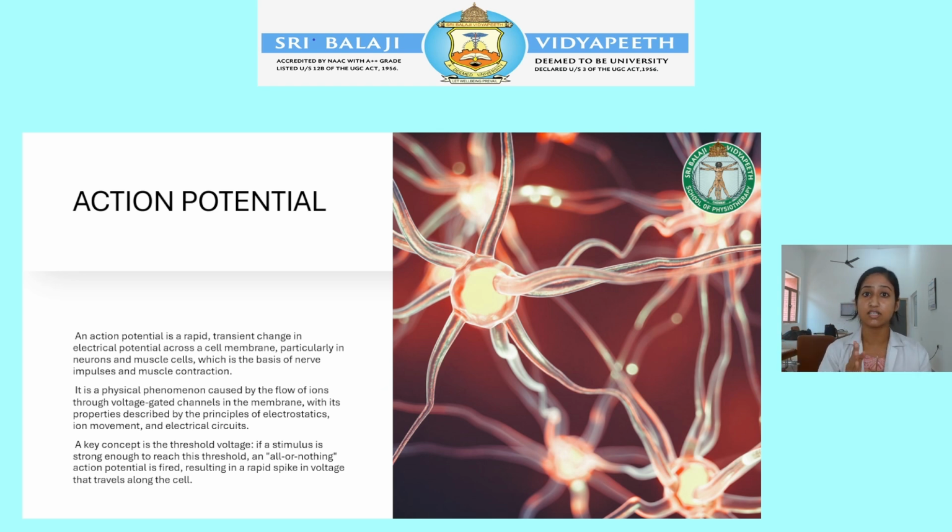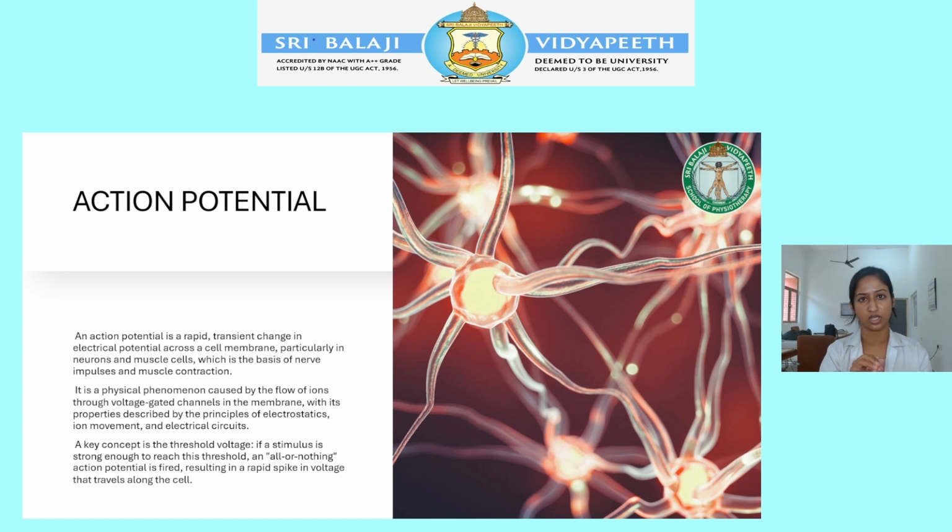Action potential is a change in the potential difference across the cell membrane, particularly in excitable cells like neurons and muscles. Neurons are essential for nerve impulses, and muscles for muscular contraction. This phenomenon is based on ion movement and voltage gated channels. So the action potential works as a physiological phenomenon through ion movement and voltage gated channels.